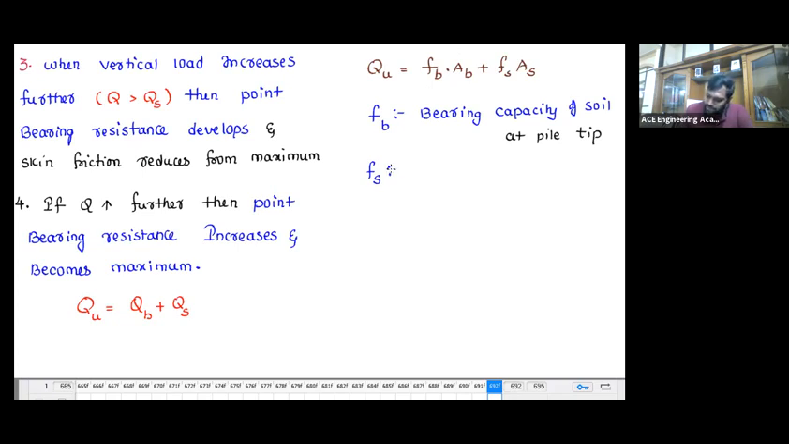What is this FS, sir? FS is nothing but frictional resistance between pile and soil along length of pile. Okay.